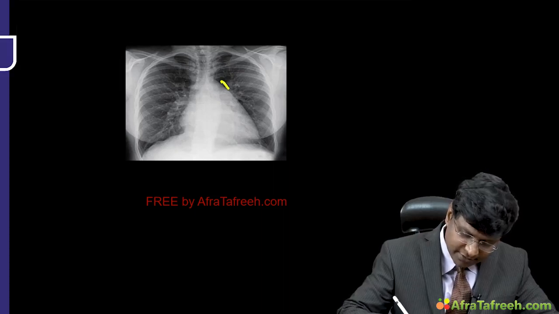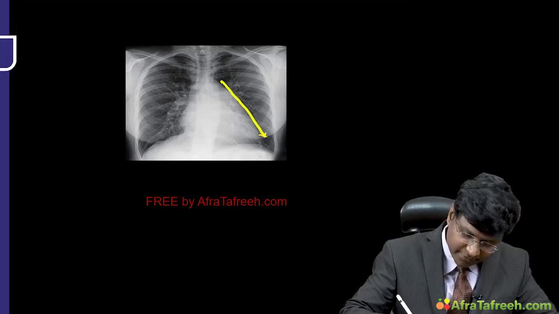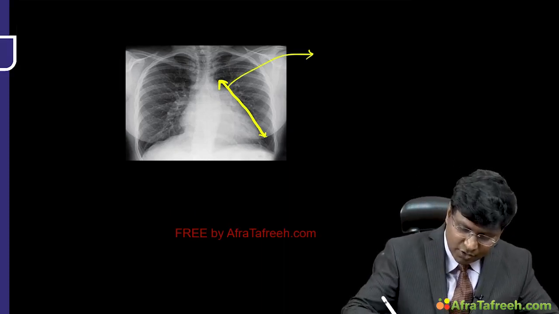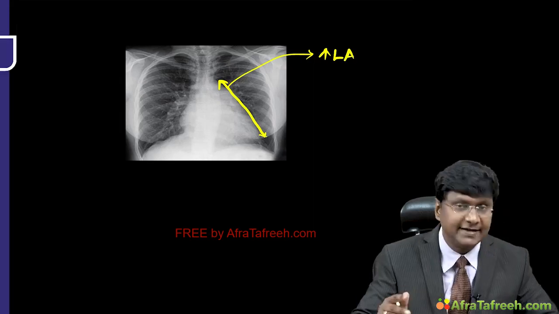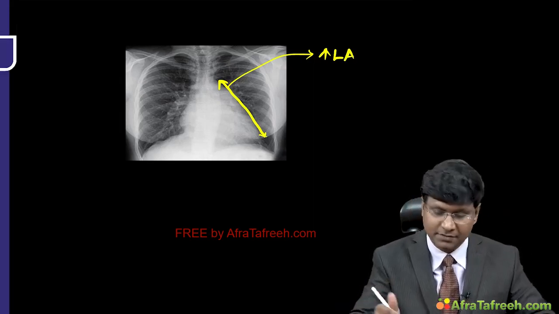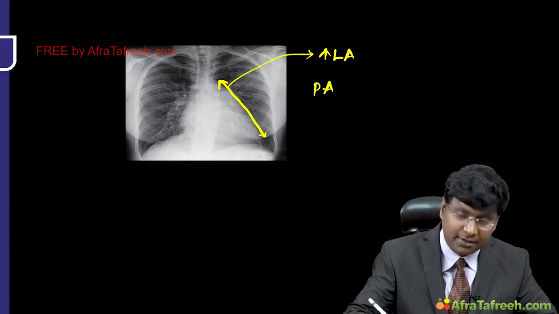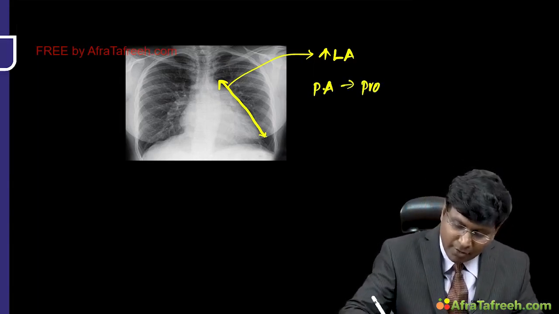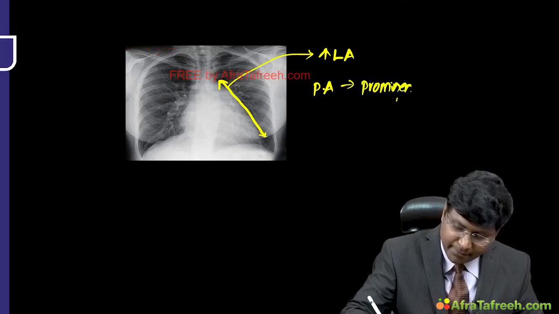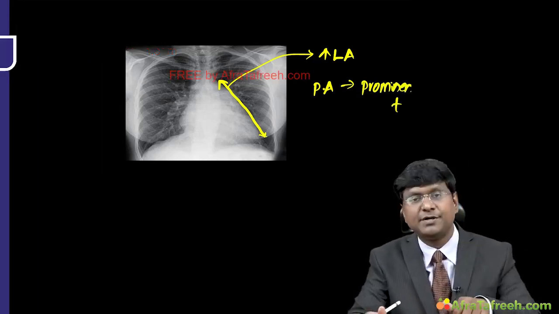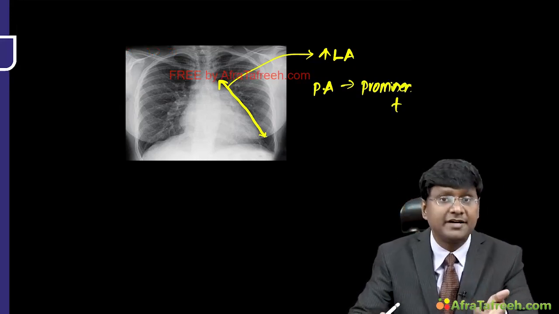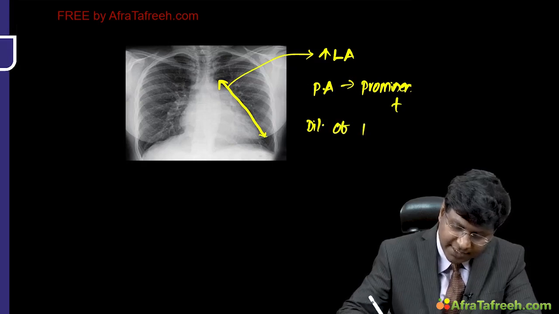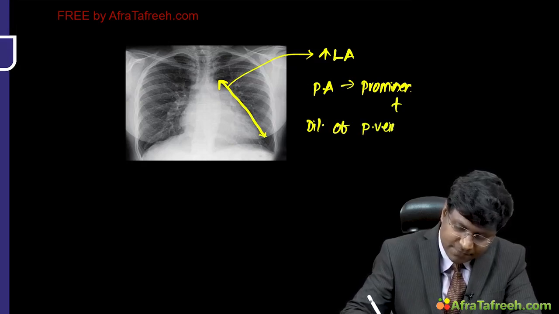This is your straightening of the left heart border. Why is there straightening of the left heart border? That is because of enlargement of the left atrium or left atrial appendage, and the main pulmonary artery will become prominent. There will be a prominent main pulmonary artery because of the very severe pulmonary hypertension, and due to dilatation of the upper lobe pulmonary veins.